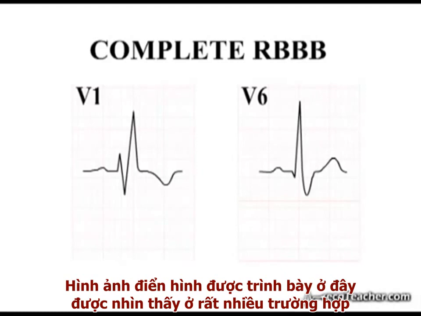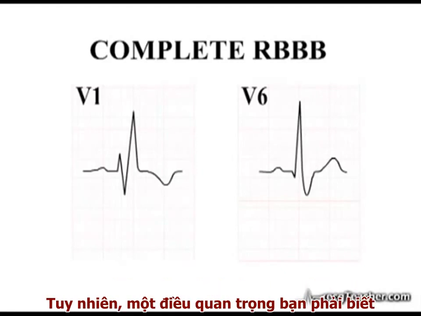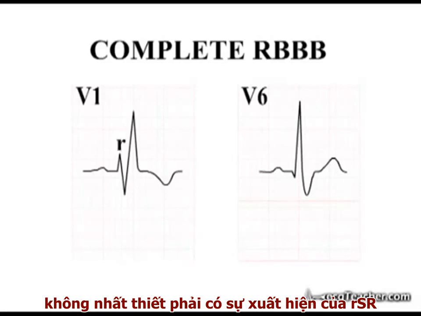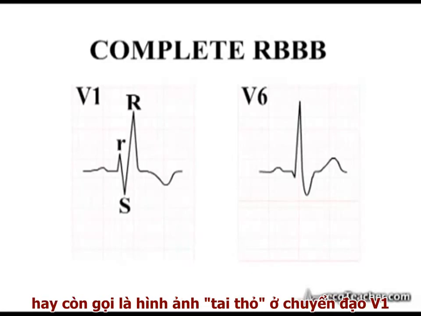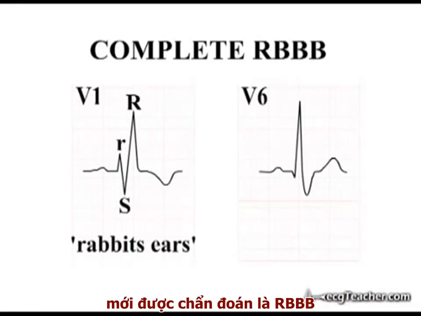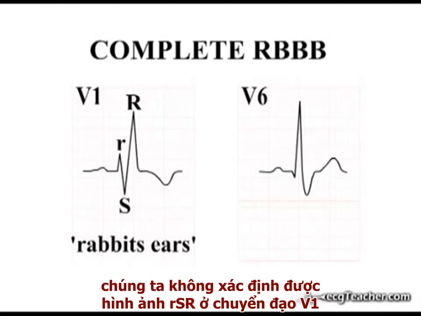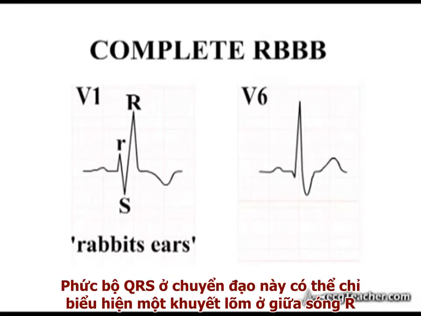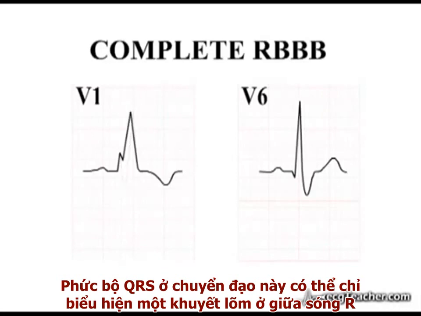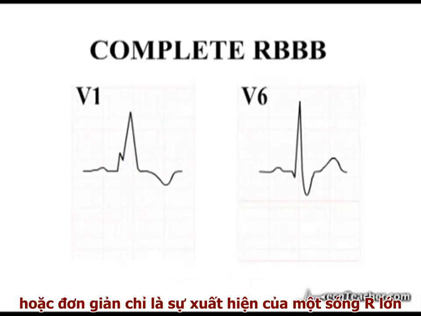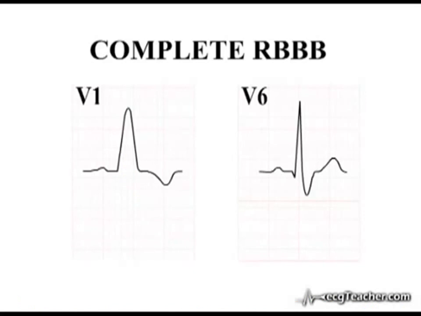The classic pattern shown here is seen in many cases. However, it is important not to become over-reliant on the presence of the RSR pattern or so-called rabbit's ears appearance in V1 to make the diagnosis. In many cases of right bundle branch block, the RSR pattern in V1 is not identifiable. The QRS complex in this lead either demonstrates a small notch between the two R waves or has the appearance of one large R wave.